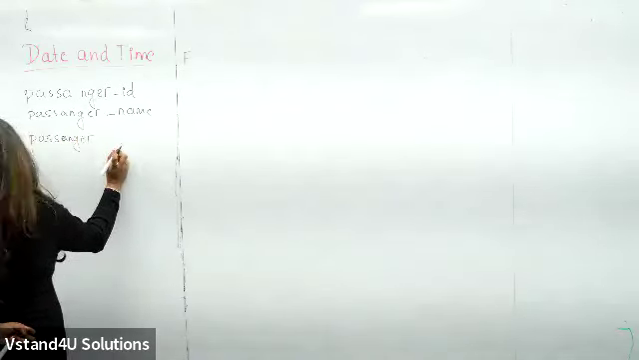Next one is passenger email. What is the data type? The data type is varchar and 35. Next one is ticket number. What is the data type? The data type is varchar. The size is 6. Okay. Next one.